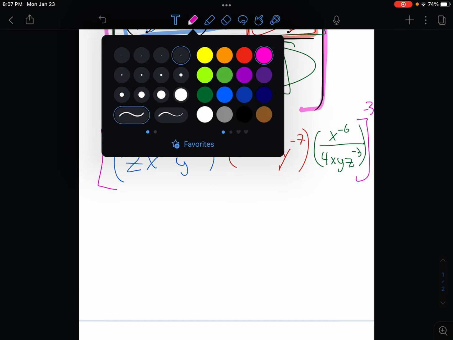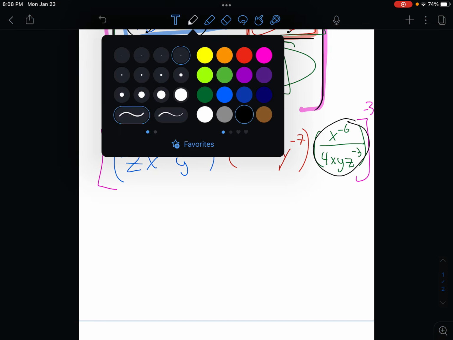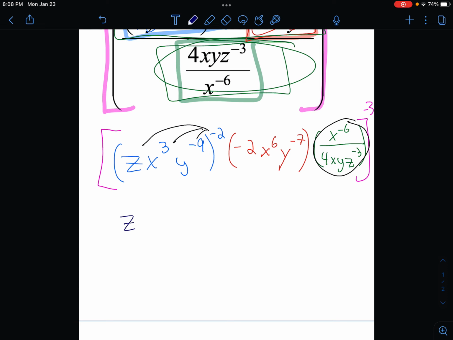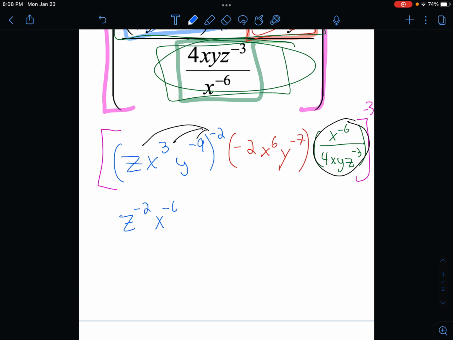Next phase, I can start to distribute in this exponent. So now I only have to distribute it to 3 terms. And then I can look to turn this into just one expression without a fraction bar. So we end up with z to the negative 2. Let's do that in blue. Z to the negative 2, x to the negative 6, y to the positive 18. In red, there's nothing really new to do. We have negative 2, which I'm going to throw out front, x to the 6th, y to the negative 7.